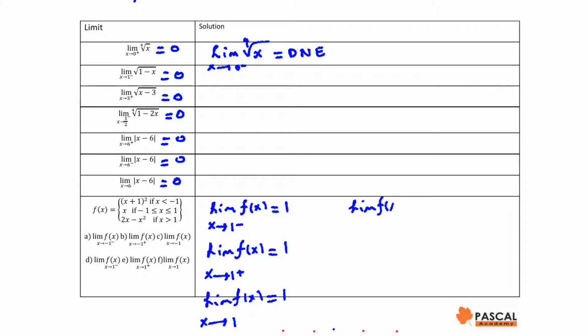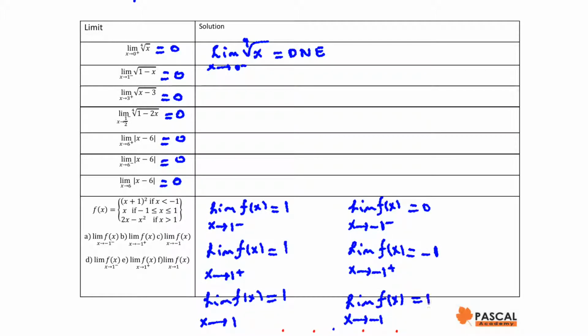The limit of f of x as x approaches negative 1 from the left side: x must be less than negative 1. We have to use x plus 1 to the power of 2. This limit is 0. The limit of f of x as x approaches negative 1 from the right side: x is a little bit more than negative 1, so we use f of x equals x, as you see here, and the limit is negative 1. Since the right side and left side limits are not the same, the limit of f of x as x approaches negative 1 does not exist.